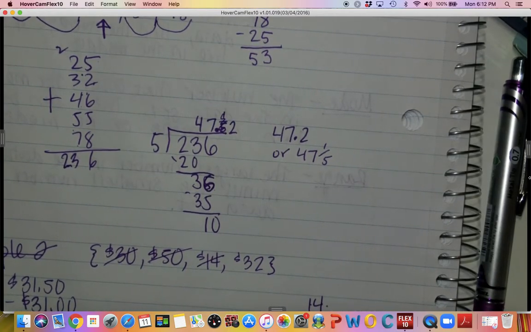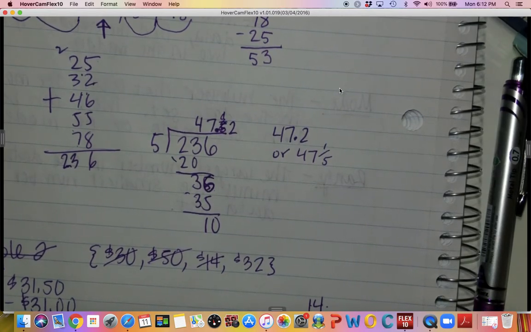All right, that's the end of the notes for today. We'll be doing more with mean, median, mode, and range tomorrow.